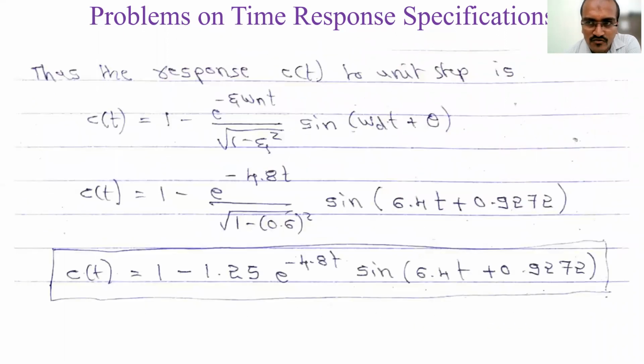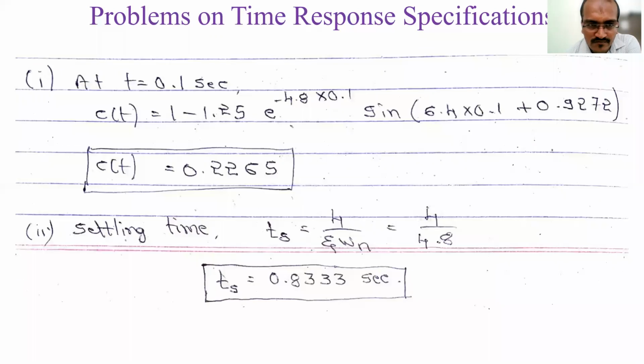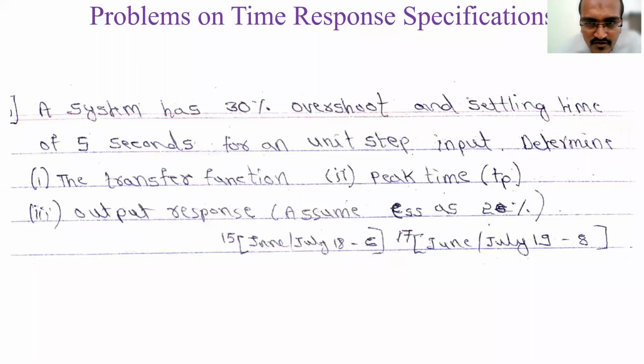Okay, so now let us go through the fourth problem. It looks like this. The system has 30% overshoot and settling time of 5 seconds. For a unit step input, determine the transfer function, peak time, output response, assume ESS as 2%. The steady state is this one, the timing. So they have given 2%.